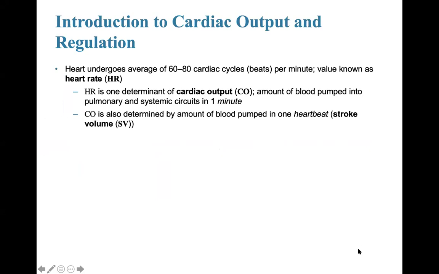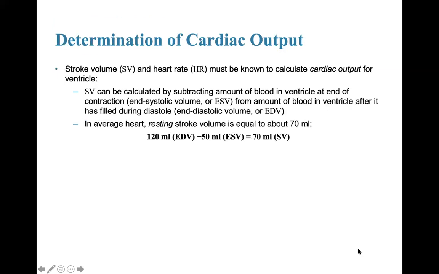The heart rate is one determinant of cardiac output. Cardiac output is the amount of blood pumped into the pulmonary and systemic circuits within 1 minute. Cardiac output is also determined by the amount of blood pumped by the heart in one heartbeat. So the amount of blood pumped in one heartbeat is referred to as the stroke volume.